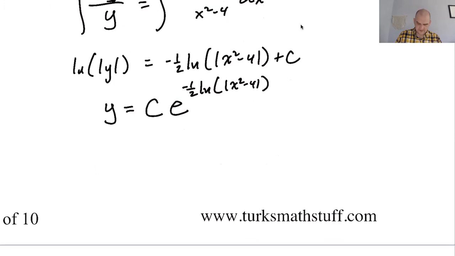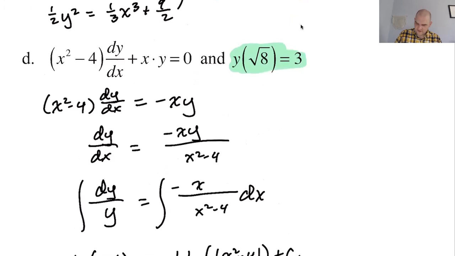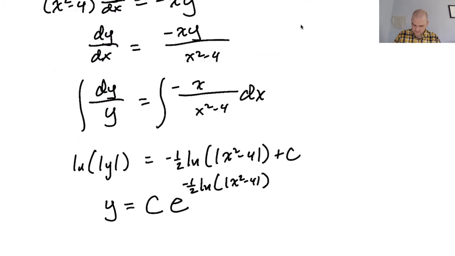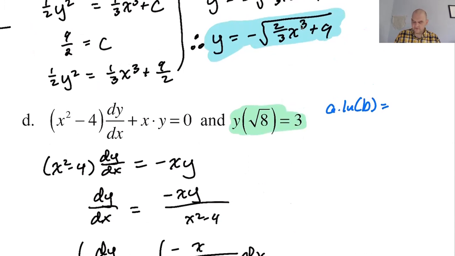Again, we're doing this for the second time. Properties of logs here are going to come in. So let me write them up here. The first one is a times the natural log of b is the natural log of b to the a. So I'm going to use that. And then e to the natural log of b is equal to b. I'm going to use both of those properties right now.